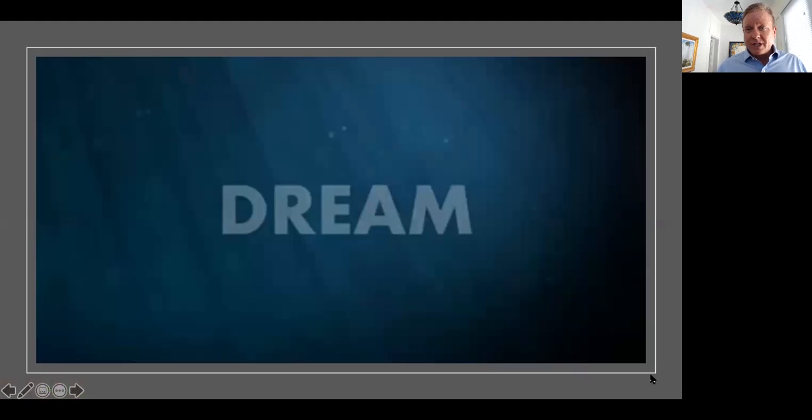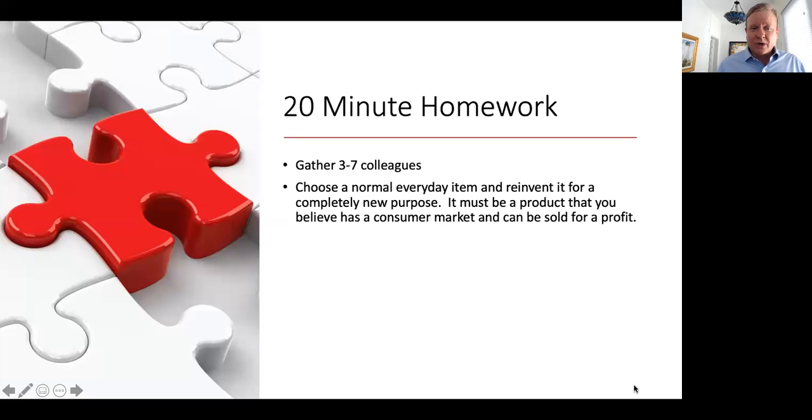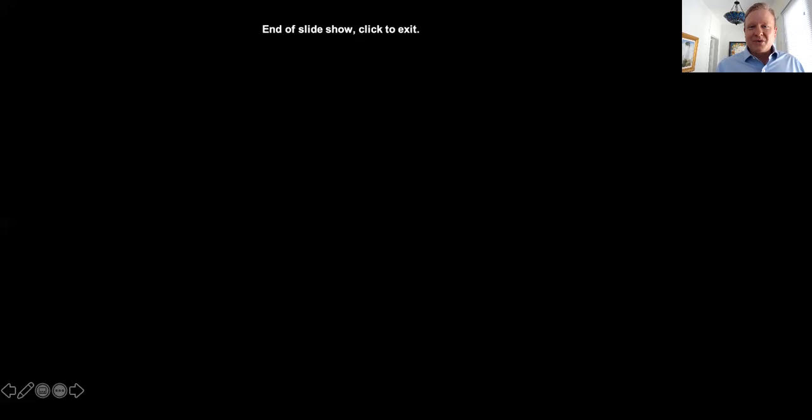So I encourage your team just to dream a little bit, have fun. And again, it's 20-minute homework. You can gather 3 to 7 colleagues, choose a normal everyday item, reinvent it for a completely new purpose. And it needs to be a product that you believe has a consumer market and can be sold for a profit.